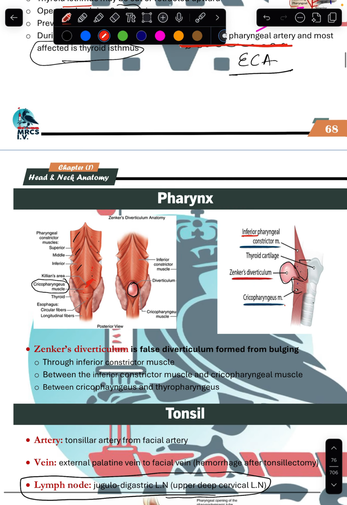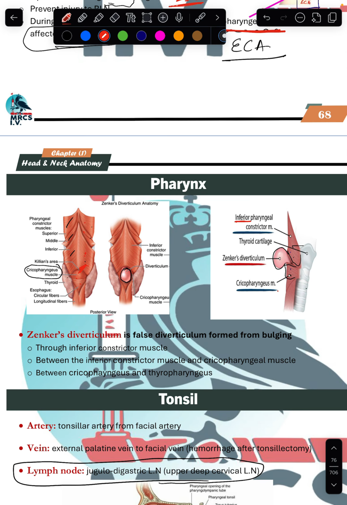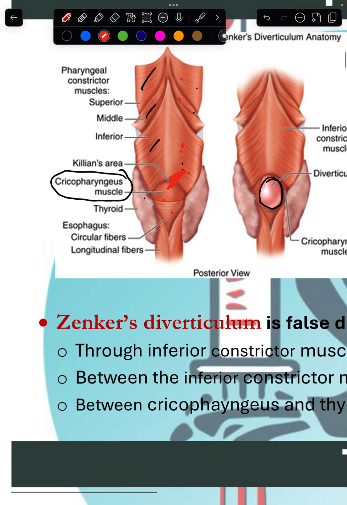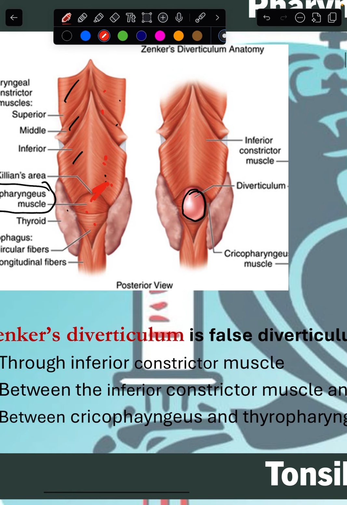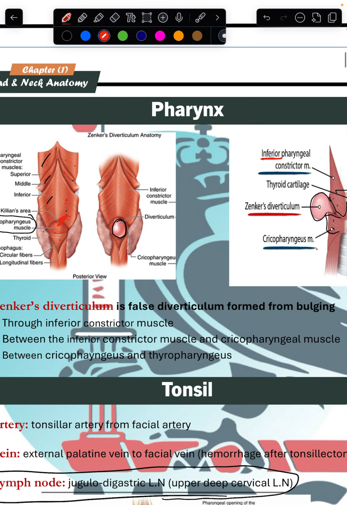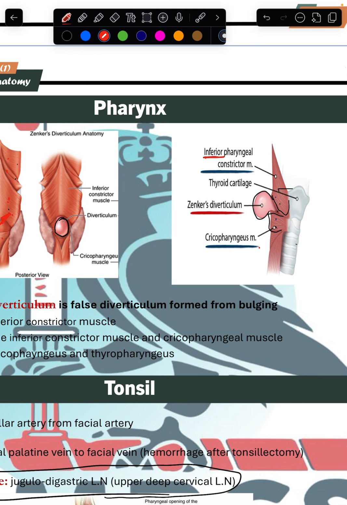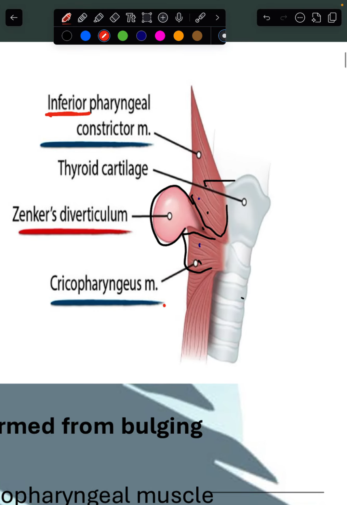Now coming to the pharynx, the question which is commonly asked is that it has 3 constrictors: superior, middle, and inferior constrictor muscle. Below the inferior constrictor muscle, you get the cricopharyngeus muscle. This is the inferior constrictor, and this is the thyroid, and you can get the cricopharyngeus muscle. From this, the diverticulum that comes is Zenker's diverticulum.